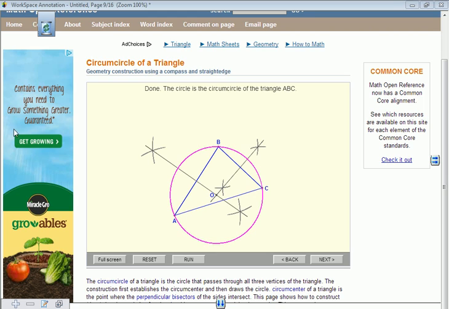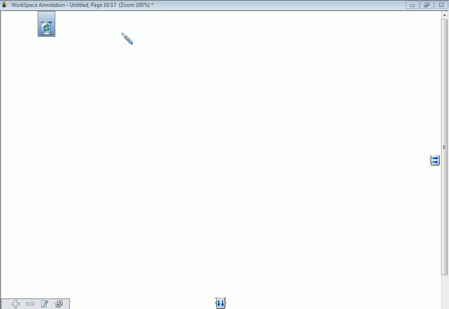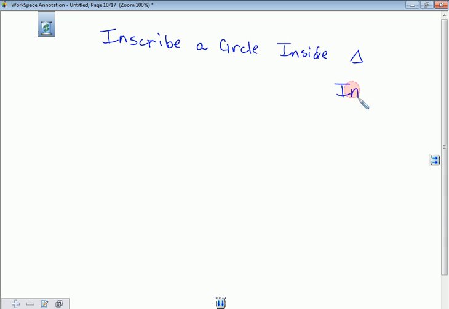All right, last one. Now we're going to inscribe a circle inside. So incenter. We're going to have to do the angle bisectors.